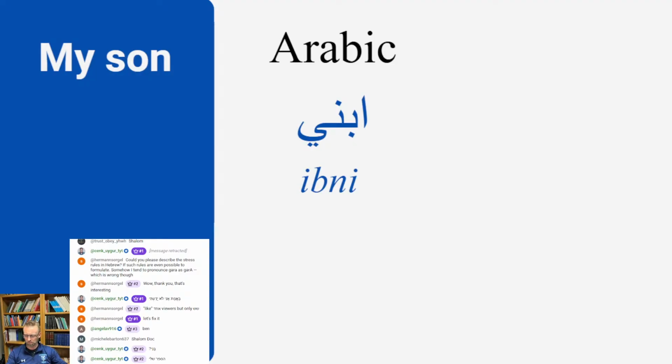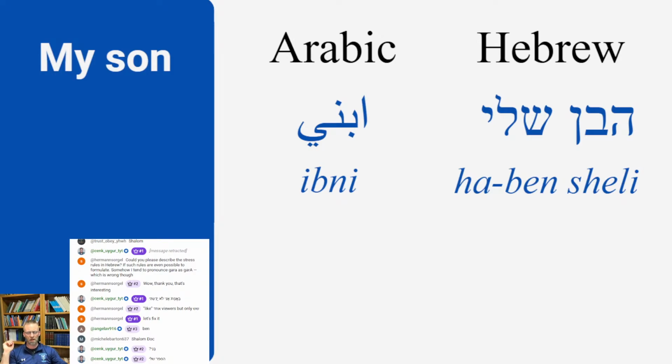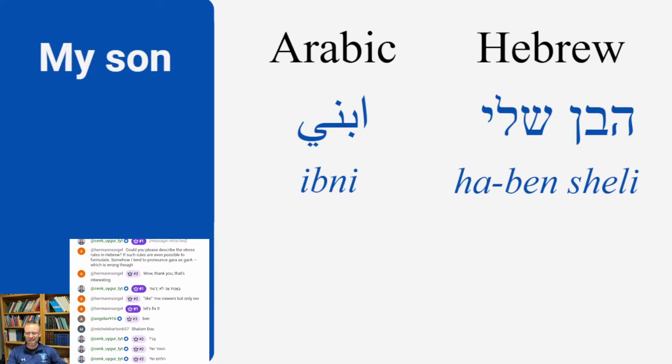Ibni, okay? So in Hebrew, haben sheli, the son of me, and in Arabic just ibni. But you see that there's a connection between Hebrew and Arabic here, that they both do the possessive with e at the end, okay? Now, Levantine Arabic actually has a word like shell, which is taba, but we're not going to deal with that right now because it's not used to nearly the same degree that shell is. So we're going to leave that alone for now, okay? So, haben sheli, ibni, okay?